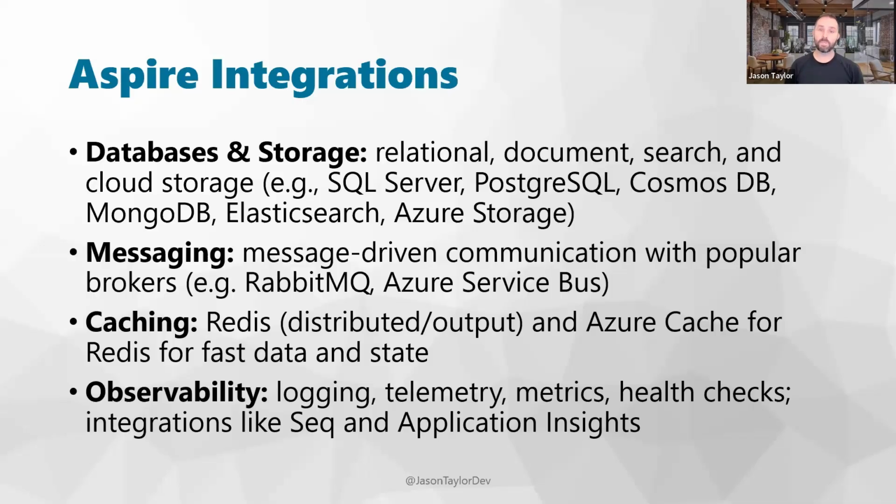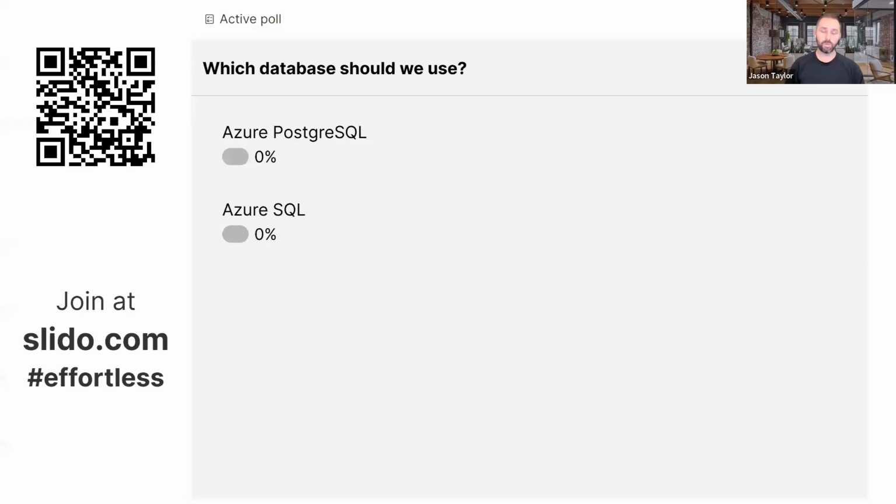And right now, our app is running on SQLite, but it's time to level that up. Let's swap it out using an integration, and I'll let you choose which database we go with. So which database should we use? Azure Postgres or Azure SQL? Get your votes in now.